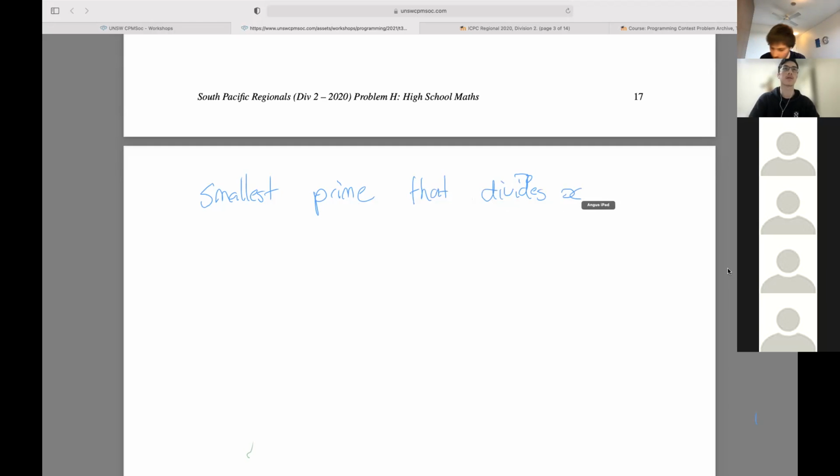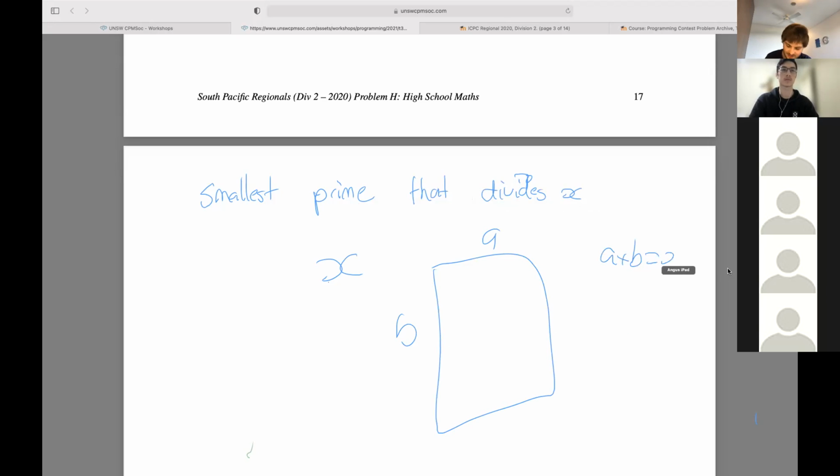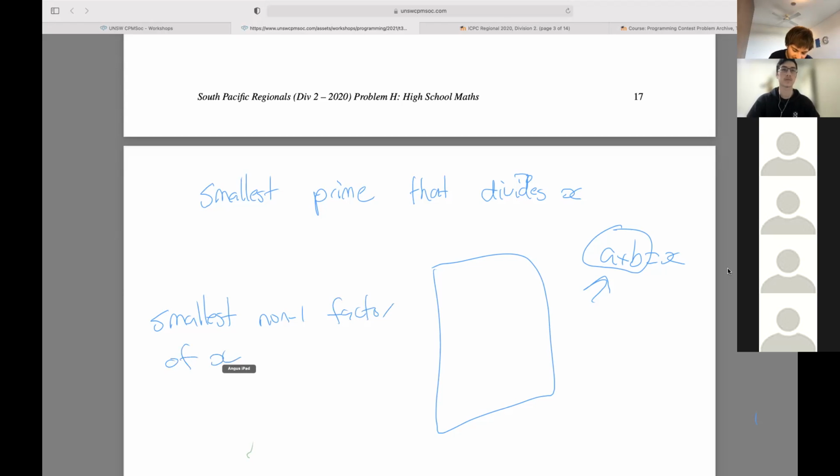And why is that? Well, we want to make the width as small as possible, because we want to make something of area X. We want some sort of rectangle. We want to minimize the width. So we want a rectangle with sides A and B, where A times B equals X, and A is as small as possible. These are going to be factors of X. So we want the smallest non-1 factor of X. And in fact, these are the same thing, because the smallest factor will be a prime number.